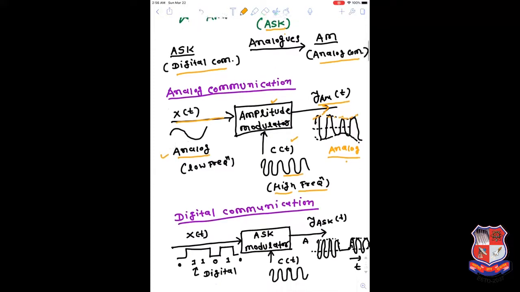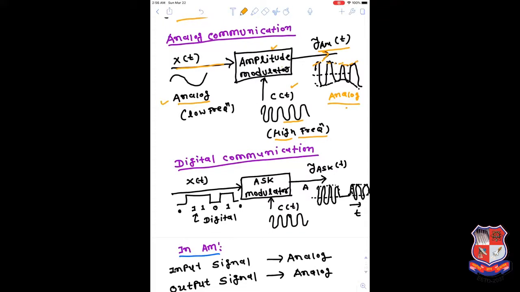Now, in digital communication, the special case is ASK. This is the ASK modulator, which also has 2 inputs. One input is X of t, but here it is in the form of binary data, which is digital. Then it is modulated with the carrier signal, which is of high frequency. X of t is a lower frequency signal, and then finally we produce Y ASK of t, and the waveform will look like this. This is analog in form.